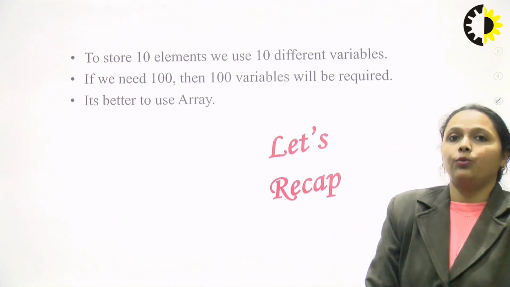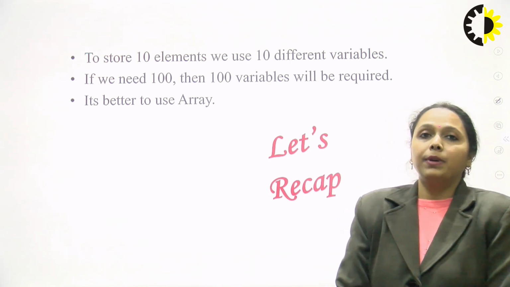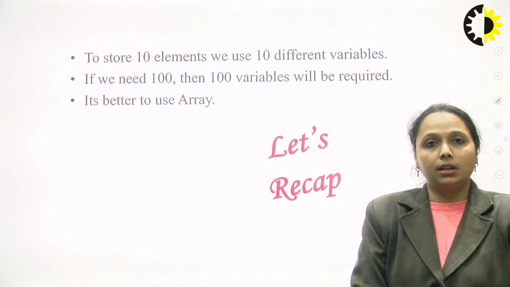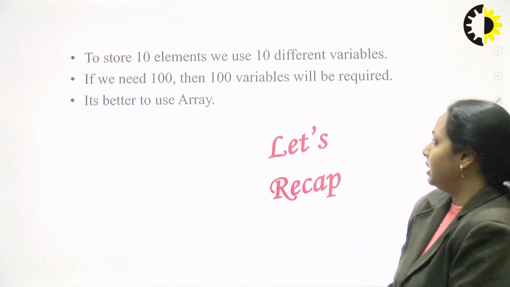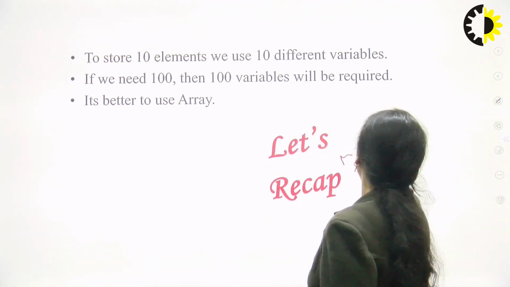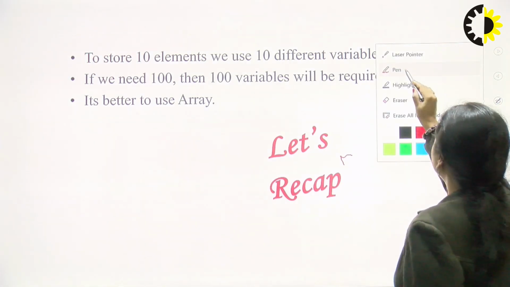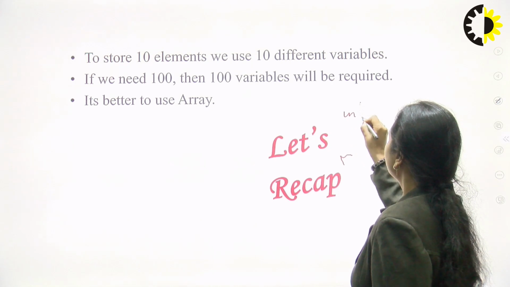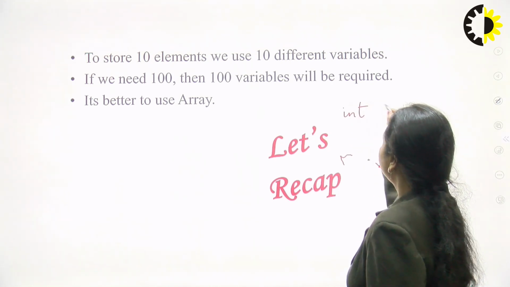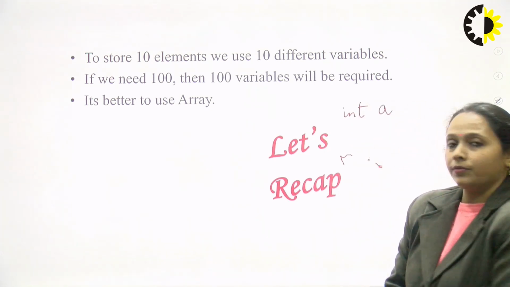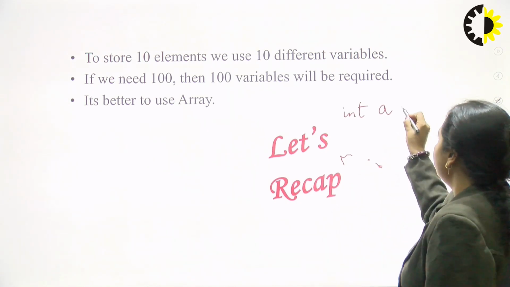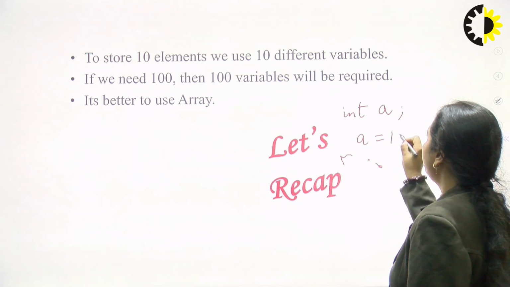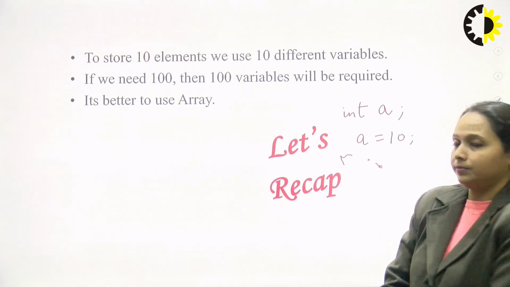So till now, we are working on simple variables. Whenever we want to store any data within the computer system, we always declare a variable. For example, we are taking integer a. Integer a is declared, and within a, we are allocating any value, let us assume 10.